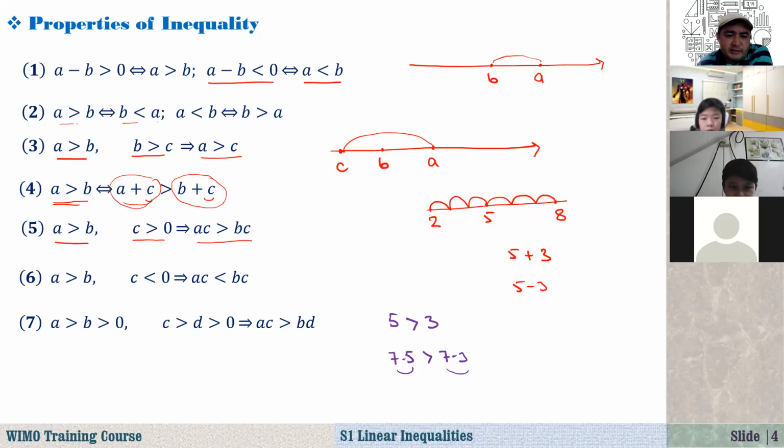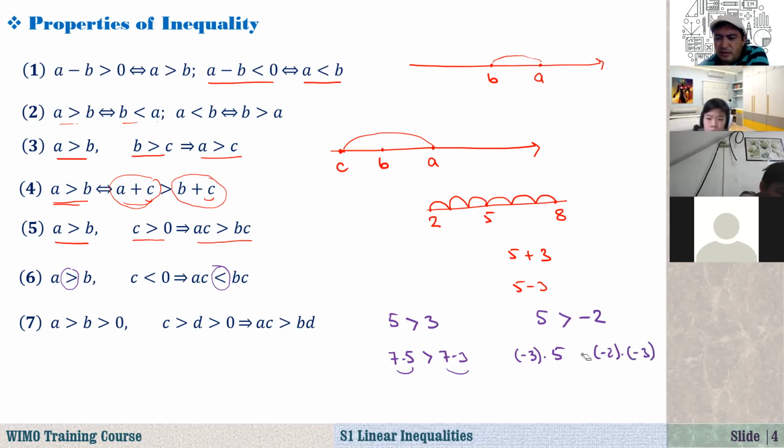And number 6, if A is greater than B and C is less than 0, right? As you know, if we multiply both sides of the inequality by a negative number, we have to change the direction of the inequality sign. As you see here, greater now becomes smaller or less. For example, let's say we know that 5 is greater than negative 2. Now, if I multiply both sides by negative 3, what happens here? Multiplying both sides by negative 3, 5, and here we have negative 2, also multiplying this by negative 3.